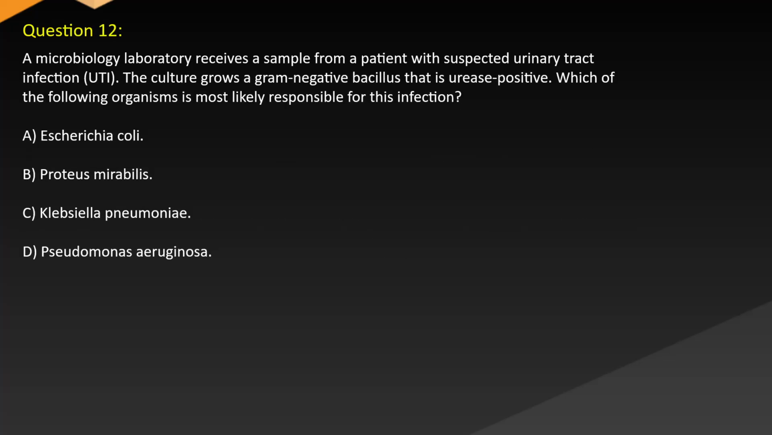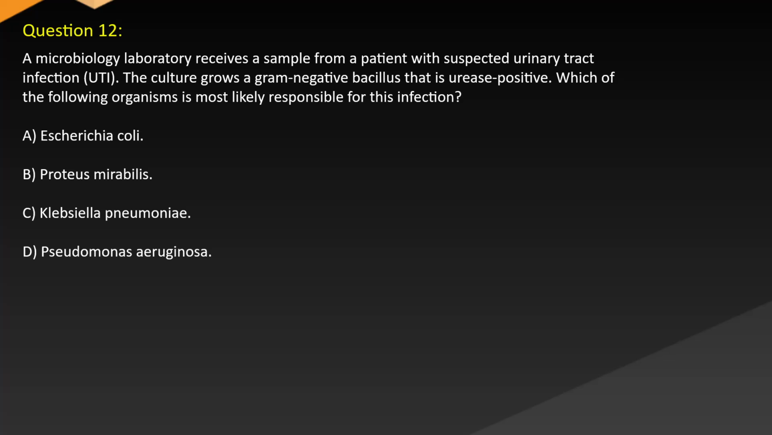Question 12. A microbiology laboratory receives a sample from a patient with suspected urinary tract infection (UTI). The culture grows a gram-negative bacillus that is urease positive. Which of the following organisms is most likely responsible for this infection? A. Escherichia coli. B. Proteus mirabilis. C. Klebsiella pneumoniae. D. Pseudomonas aeruginosa.